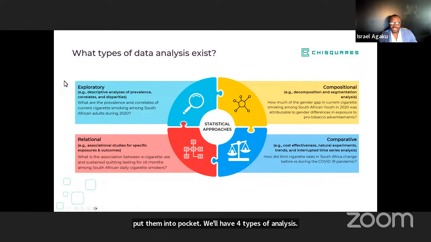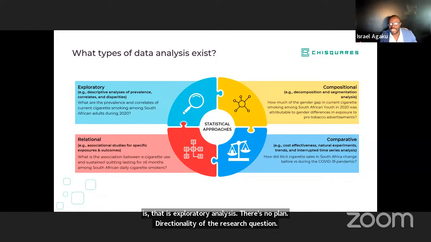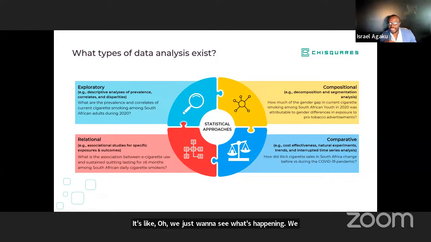But then the first is exploratory. Exploratory analysis is more descriptive analysis of prevalence, means, correlates, and disparities. So if you have a research question like, what are the prevalence and correlates of cigarette smoking among South African adults? That is exploratory analysis. There is no clear directionality of the research question. It's like, oh, we just want to see what's happening. We don't know exactly where the road leads, but this is just descriptive.